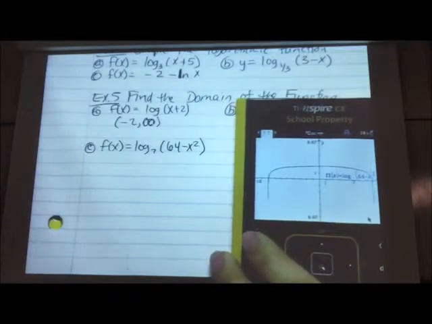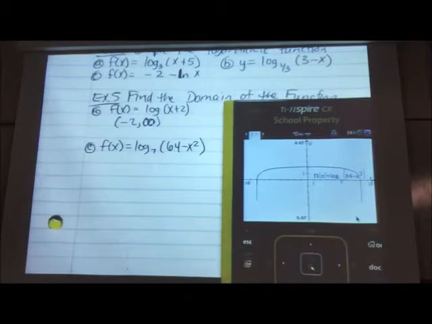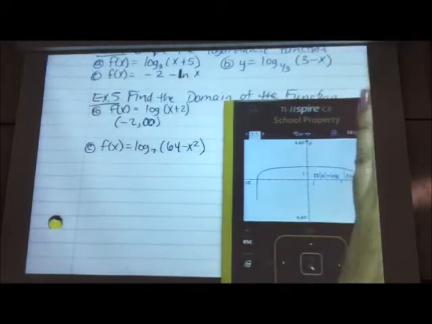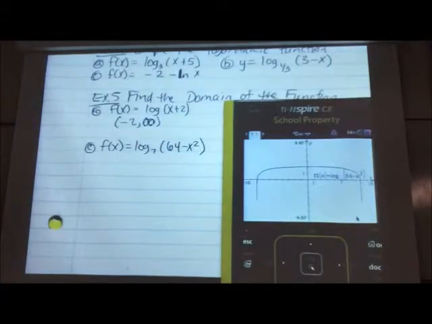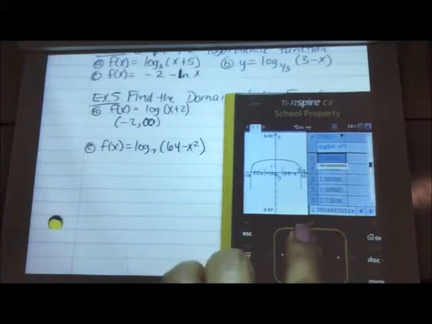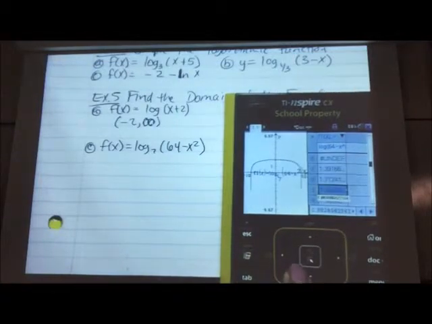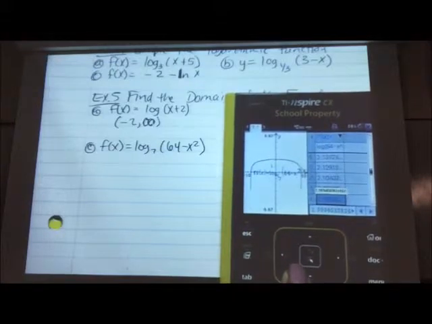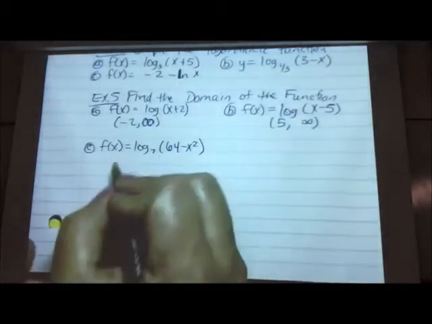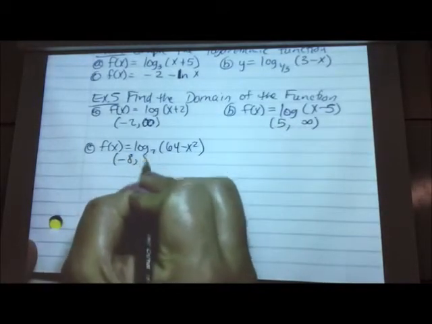So what is your domain for this problem? Are there 2 domains? No, it's connected, so there's only one domain. It goes from negative 8 to positive 8. Would it be parentheses or brackets? We go to the table just to double check. Negative 8 is undefined, so parentheses; positive 8 is undefined, so it's parentheses. So it happens from negative 8 to positive 8.